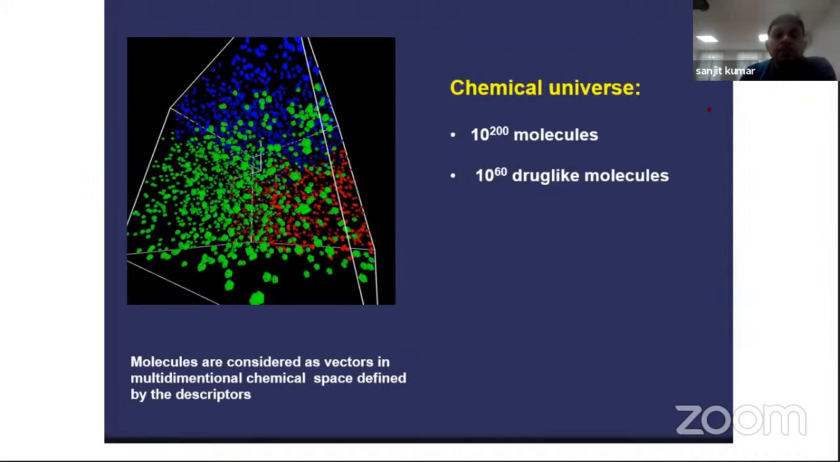In this universe, 10 to the power 200 molecules are present, and 10 to the power 60 drug-like molecules, but we don't know which molecule is effective for which disease. So we divide 10 to the power 6 drug-like molecules into different libraries, and by bioinformatics tools or virtual screening we screen against the target and find a few molecules. On those molecules we do microbiological and biochemical studies, and if effective, we go for clinical trial.